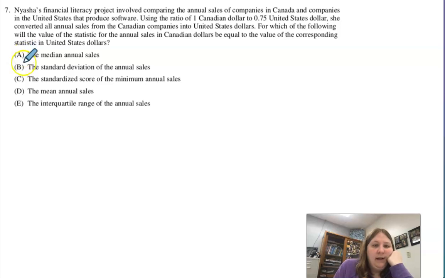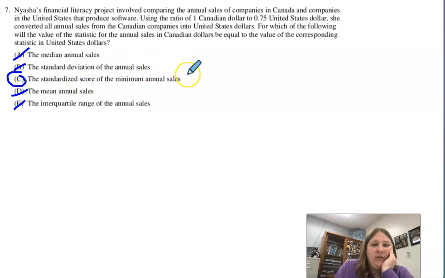The median and mean are all going to change, right? If the mean were $1, the mean is now going to be 0.75. Same with the median. Same with the IQR. Because I'm essentially multiplying by 0.75 to convert, that interquartile range is going to get smaller. It's also going to be multiplied by 0.75. Same with standard deviation. When I'm multiplying by something, that standard deviation is going to get smaller because we're multiplying by 0.75. So the only option that would make sense is the standardized score.